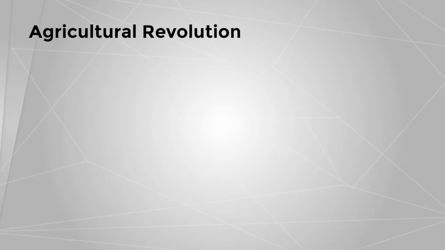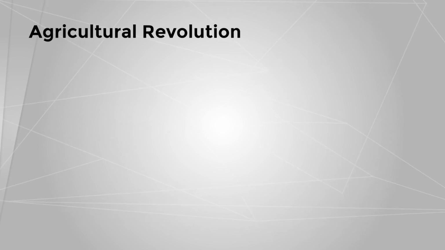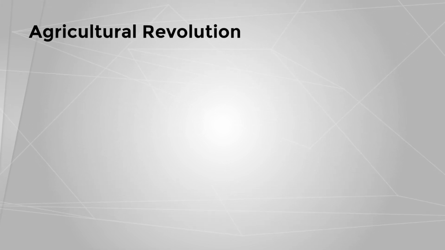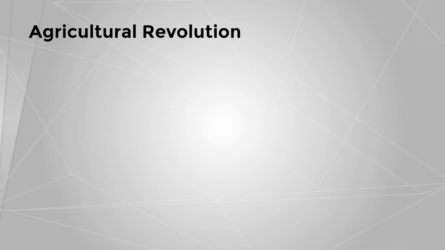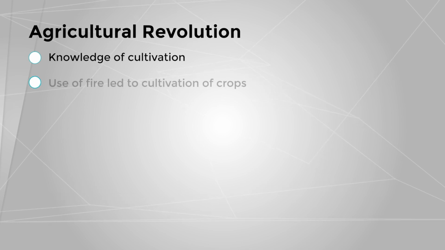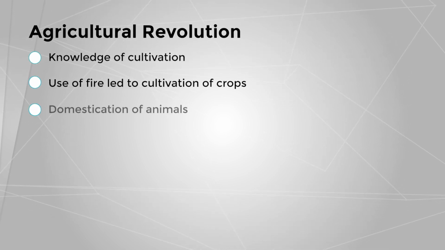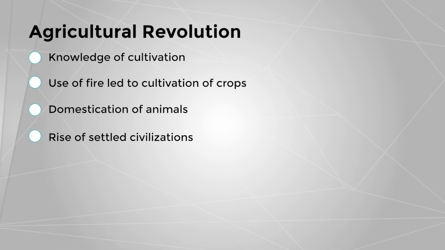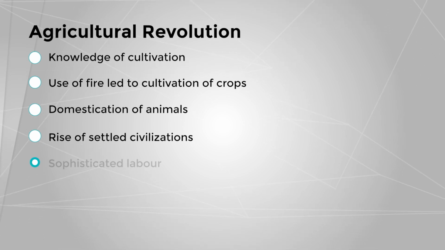Impacts of agricultural revolution. Agricultural revolution was a major shift in the lifestyle of human beings. Until human beings did not tame fire, life was nomadic, dependent on hunting and gathering. The knowledge of cultivation and use of fire led to the cultivation of crops and domestication of animals that led to the rise in settled civilization and development of sophisticated labor. This major economic shift took place around 10,000 BCE.